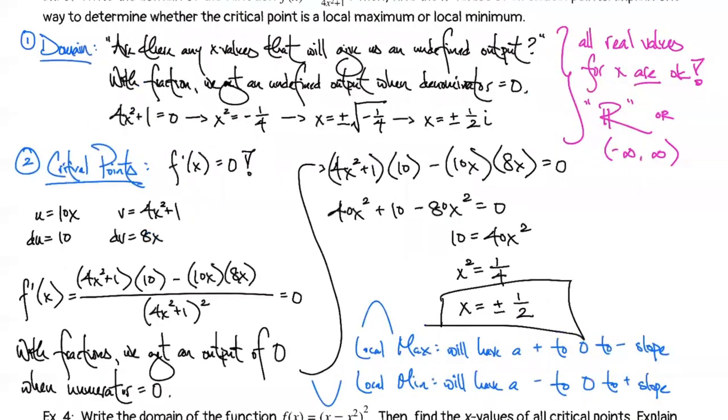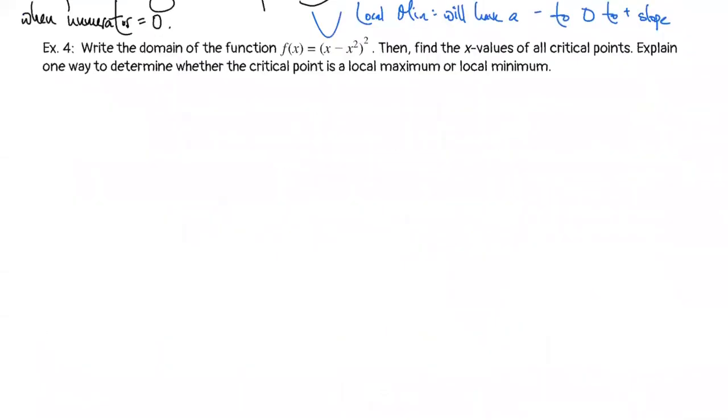All right, let's do one last problem here before we take a break. This question asks us to write the domain of this function f of x equals x minus 2 or x minus x squared, all of that squared. And like the previous problem, it asks us to write the domain and then find the x values of the critical points and then explain one way to determine whether the critical point is a local maximum or a local minimum. Okay.